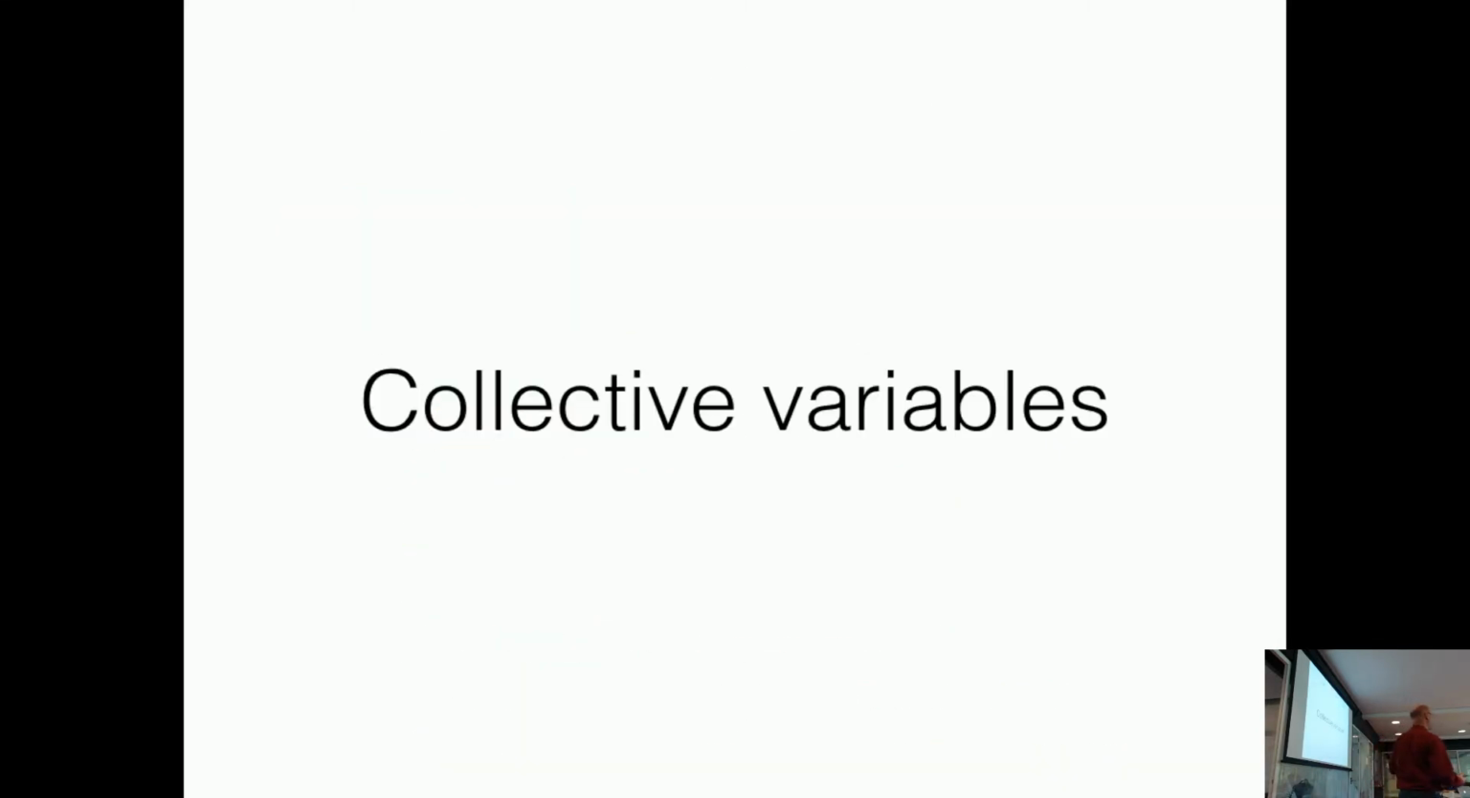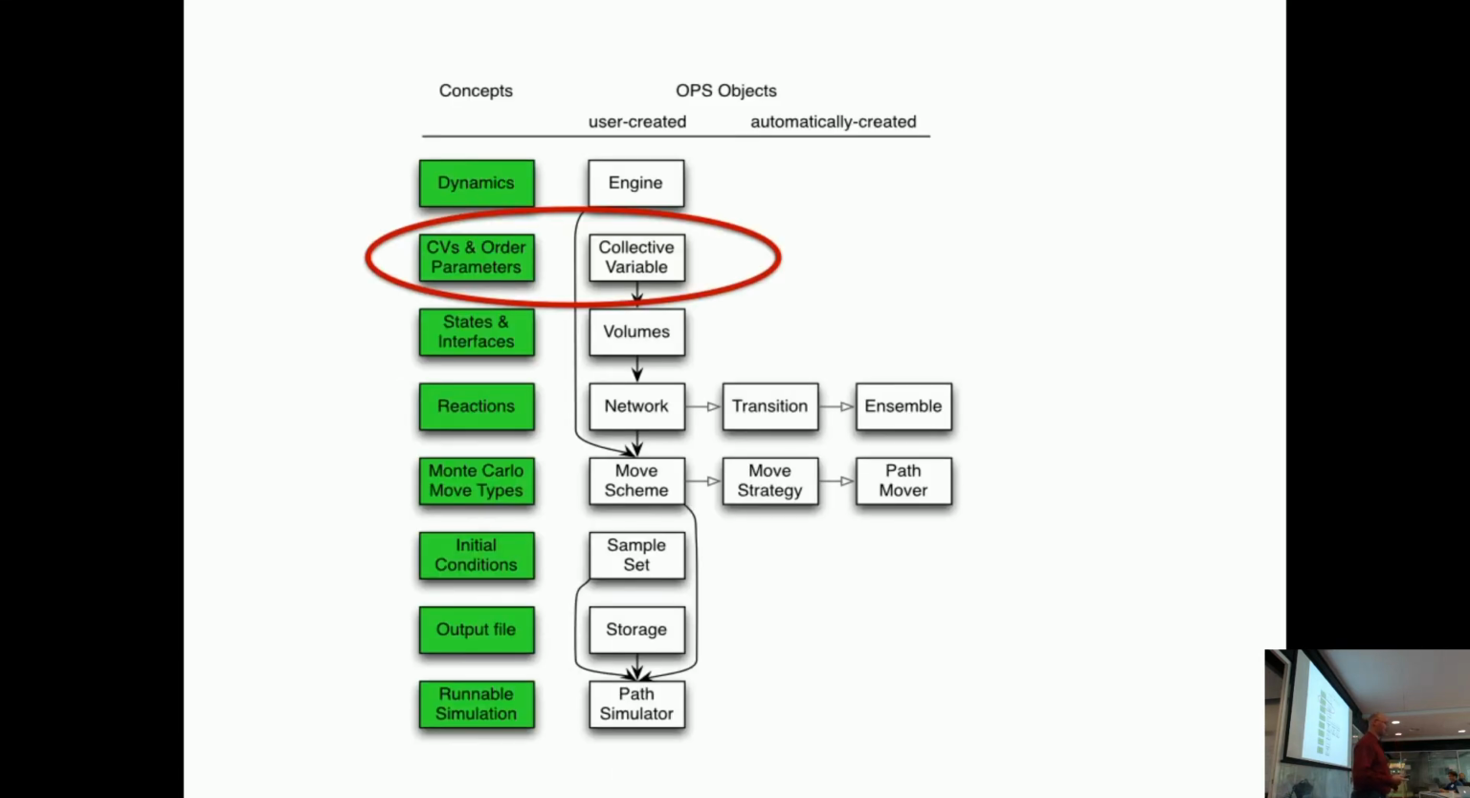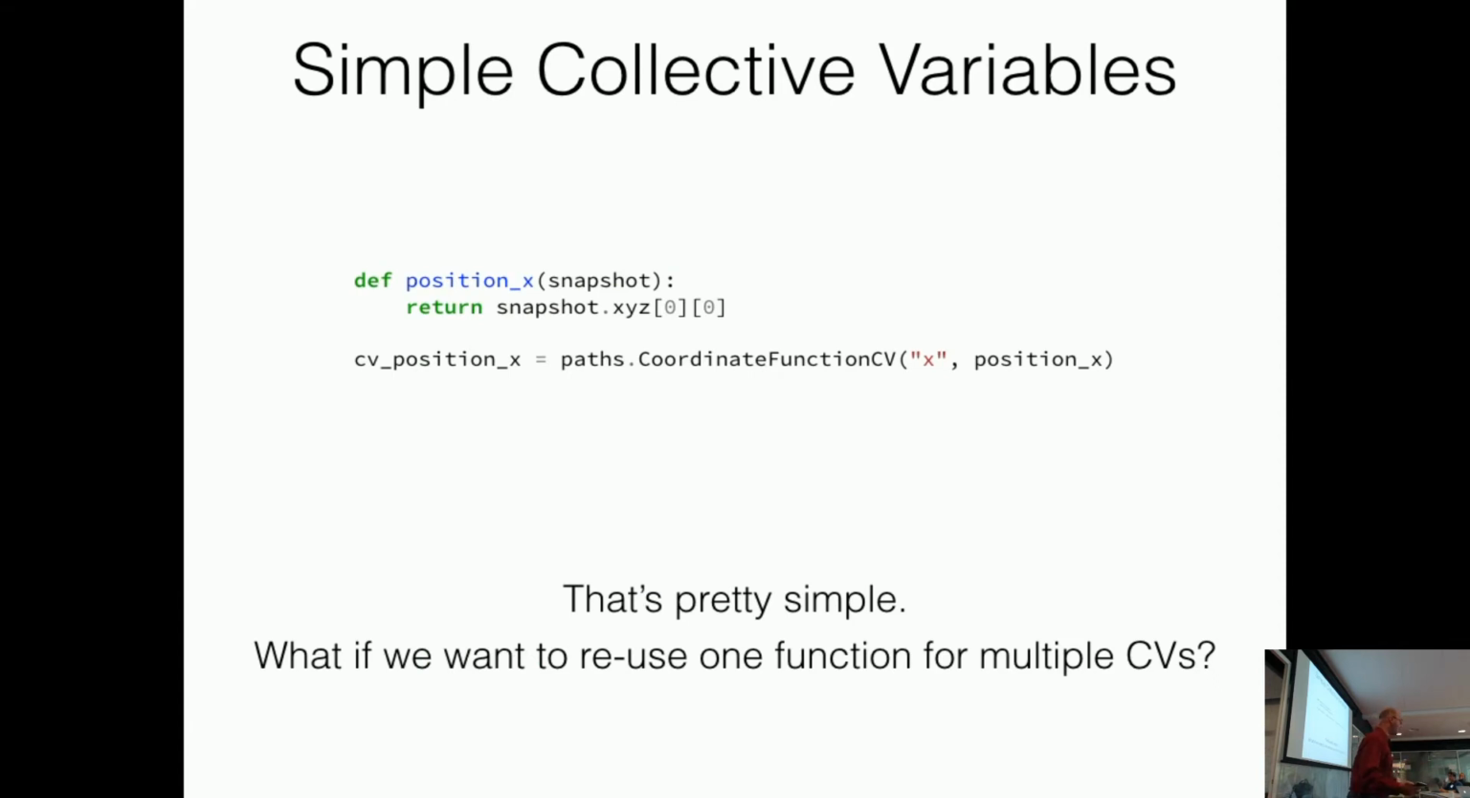Collective variables is the next part. That's where you'll be working on wrapping around PLUMED in particular. So I'll talk a little bit about collective variables, things that you already saw yesterday, pretty much. With the simplest collective variable, you define a function yourself in Python, call it position x, and it returns atom 0, position 0 within the xyz. The first index is the atom number, then it's the position within xyz. So 0, 0 is x, 0, 1 would be y. You make a collective variable by just wrapping the coordinate function around that function.